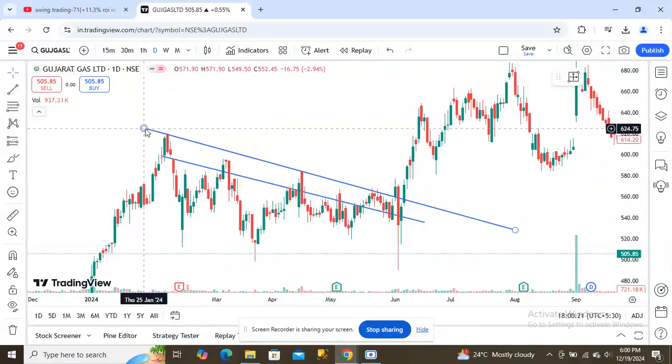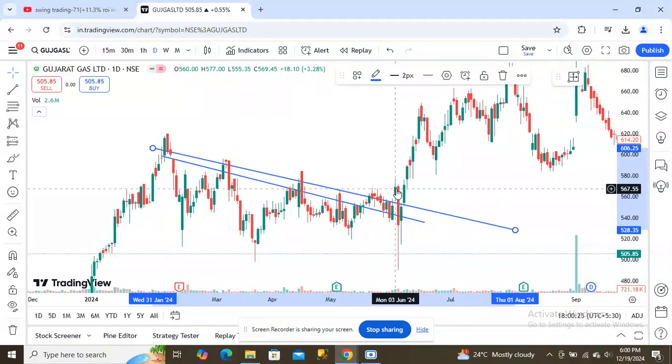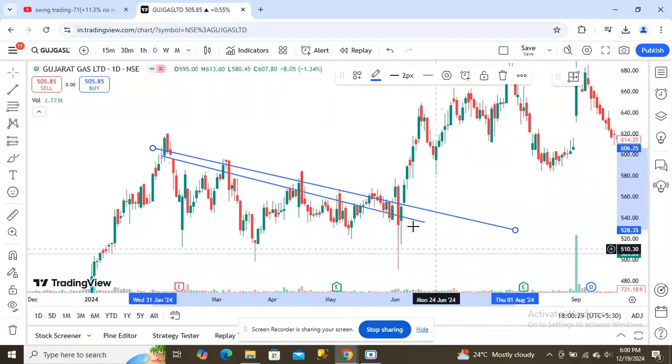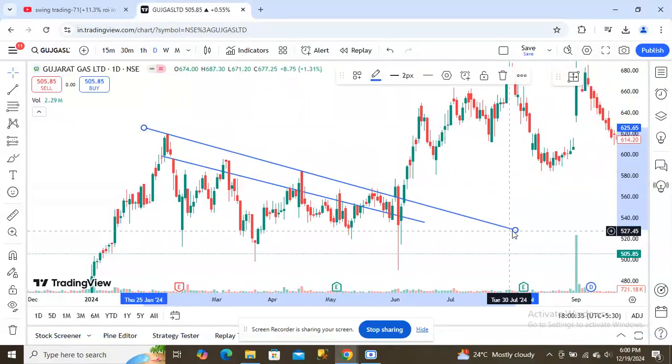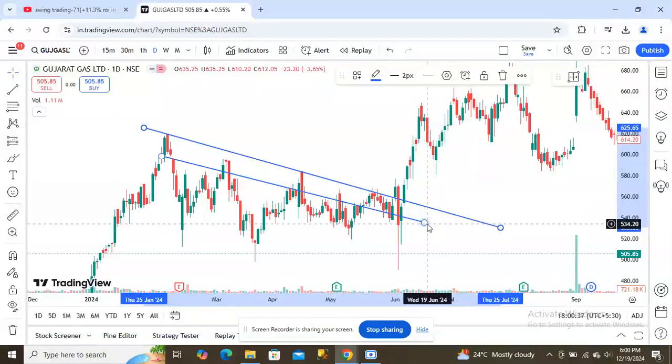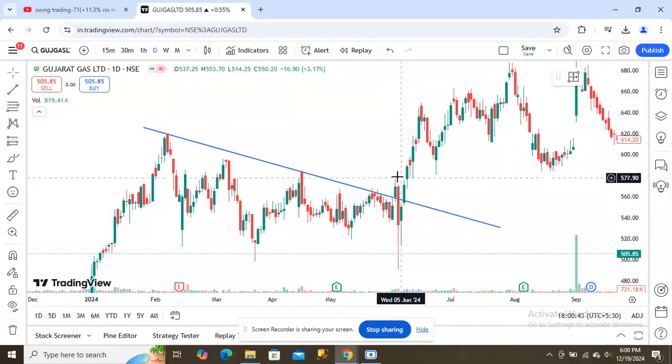If I draw like this, sometimes this may not be the breakout. This may also be the resistance level and may come down. So try to draw the wicks also so that we will get to know the correct breakout candle. This is where I entered. After I entered, it comes down a little bit.